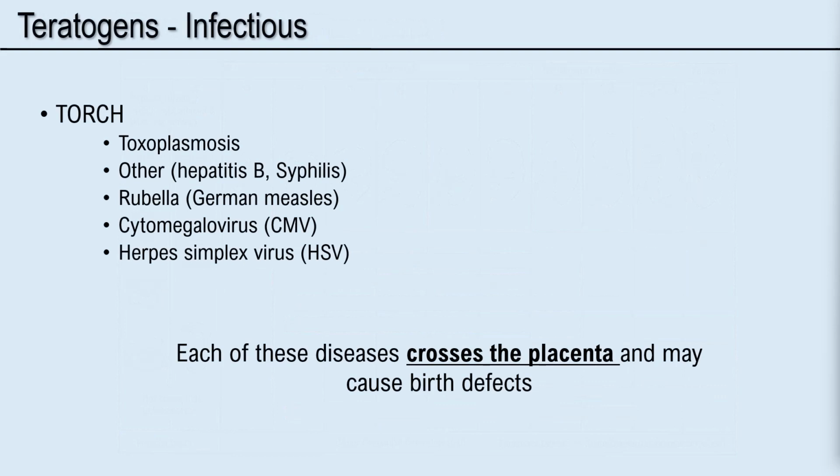So let's have a closer look at a few teratogens and the impact on individuals that were exposed to them. Firstly, we have infectious teratogens like toxoplasmosis, hepatitis, rubella, cytomegalovirus, and the herpes simplex virus. What all of these have in common, like with most teratogens, is that they cross the placenta.